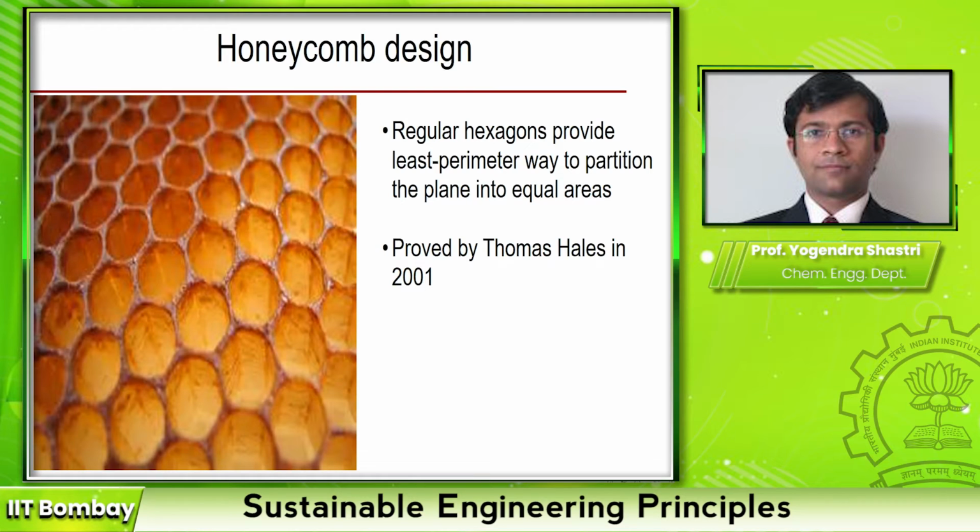So this is an example of how nature has already optimized several things. If you look around, there might be several such examples where nature has already figured out the best way of doing things. Interestingly, in this particular case, it was only early this century that this was mathematically proven by Thomas Hales. So we only very recently have realized it, but nature has known it for thousands of years. This is a very simple motivating example that I'm giving to talk about the concept of biomimicry.